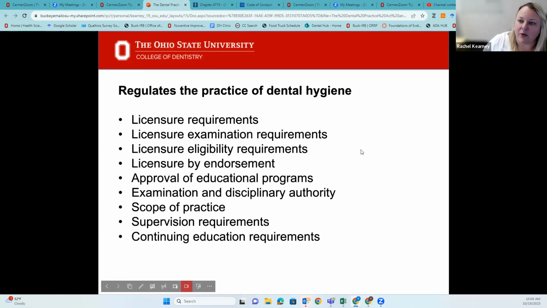Some of the things that are related to the practice of dental hygiene would be licensure requirements, what examinations are required to be licensed, who's eligible for licensure. Licensure by endorsement is related to getting licensed: if you're licensed in another state, can you just transfer your license to an Ohio license? Also approval of educational programs, examination and disciplinary authority, scope of practice, which means what you're allowed and not allowed to do, various supervision requirements related to dentistry, and continuing education requirements, so the education that you have to maintain in order to keep your license in dental hygiene.